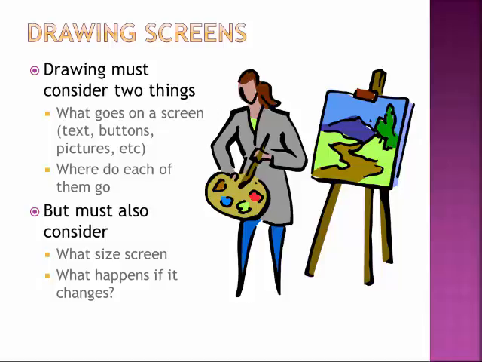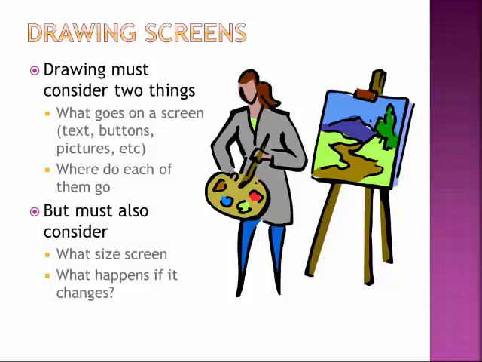So to draw a screen in Java, we'll get examples of that as we go. We'll build code in later sessions. We want to consider a couple things. First, what goes onto the screen? Do we want text? Do we want buttons? Do we want pictures? Do we want drop-downs and sliders and all that sort of stuff? And then, where do each of them go? And we can control all that within our source code.